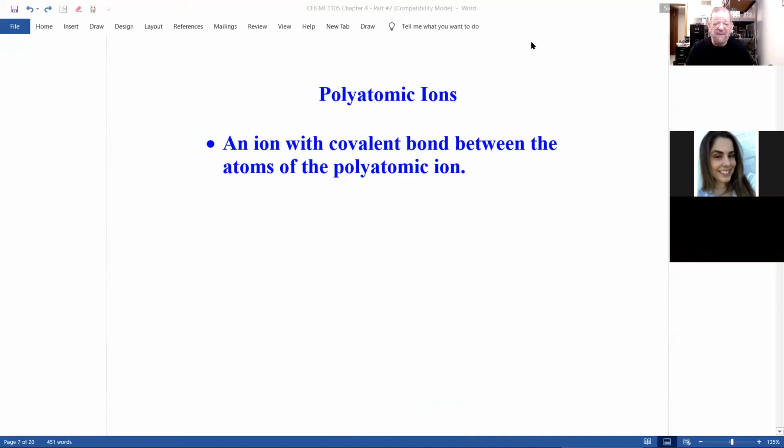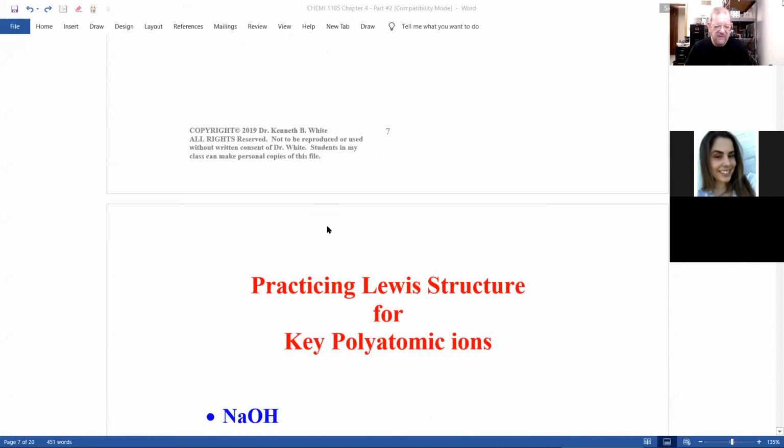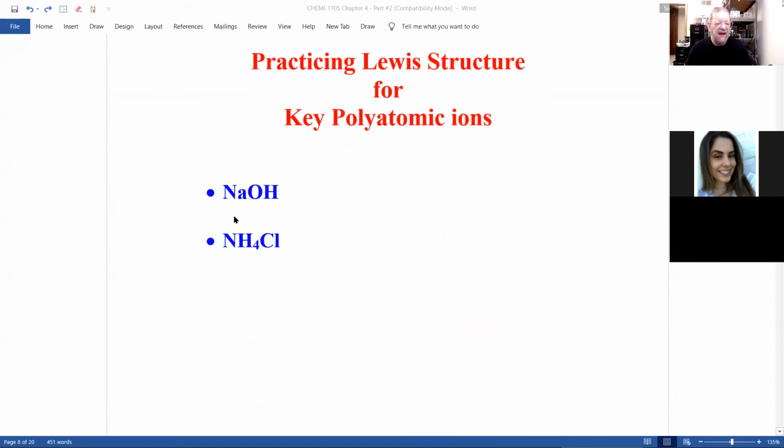All right, we talked about polyatomic ions, and these are ions which have a covalent bond and an ionic bond. The ions form covalent bonds between the atoms in the polyatomic ion. Let's just do one, and I'll do this one, and let's not do this one for now. I'll do another one later on. But how do you draw the Lewis structure for sodium hydroxide?